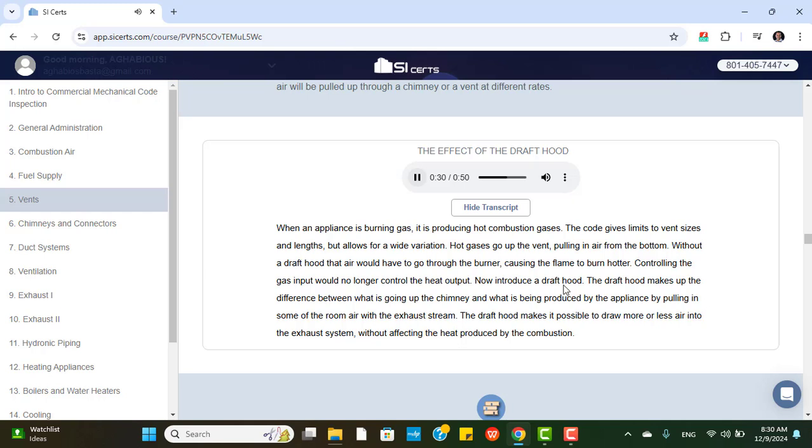Now introduce a draft hood. The draft hood makes up the difference between what is going up the chimney and what is being produced by the appliance by pulling in some of the room air with the exhaust stream. The draft hood makes it possible to draw more or less air into the exhaust system without affecting the heat produced by the combustion.